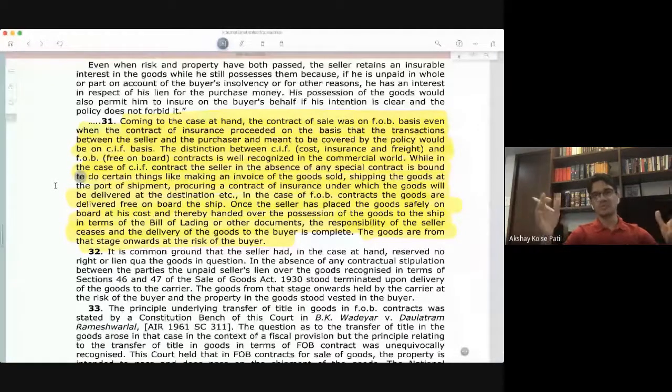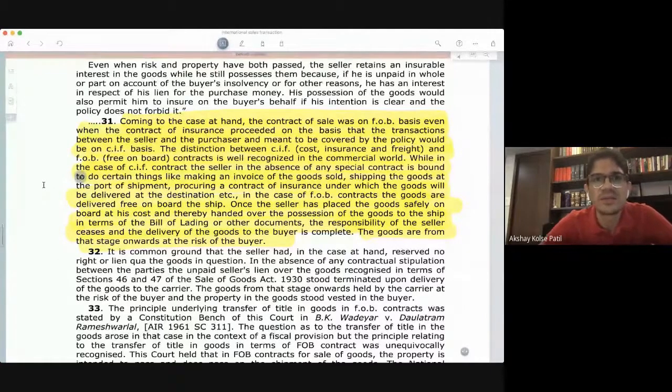The court eventually came to the conclusion that since this was a CFR contract and the risk transferred to the buyer as soon as the goods were loaded on the ship, the insurable interest has also been created in favor of the buyer and not in favor of the seller. Now, but the court has also looked at the various terms like FOB and CIF.